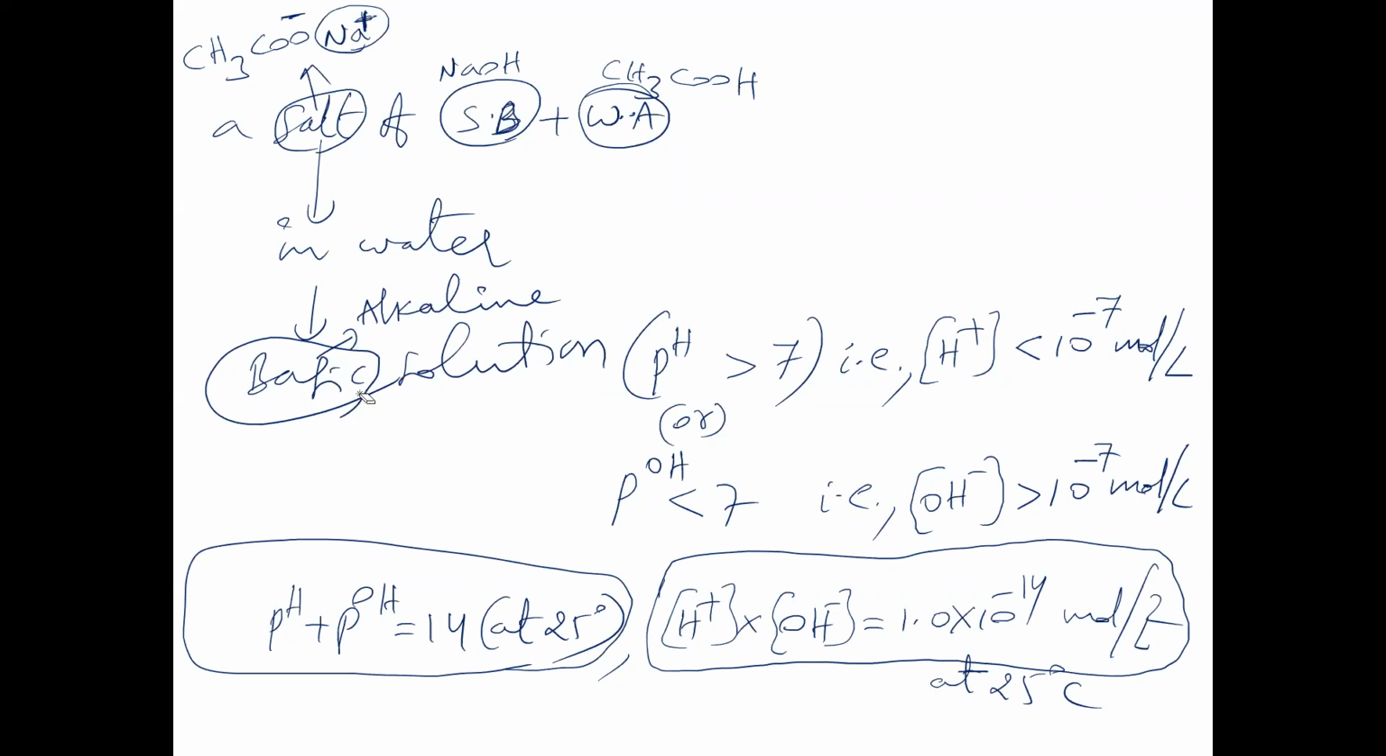If a basic solution, an alkaline solution, is formed, pH should be greater than 7, and hence pOH should be less than 7. Anything they may ask you, what is pH, what is pOH, what is H plus, what is OH minus, maybe asking possible values. So you have to understand the concept in depth first. Okay, about this topic we'll discuss further in the next class.